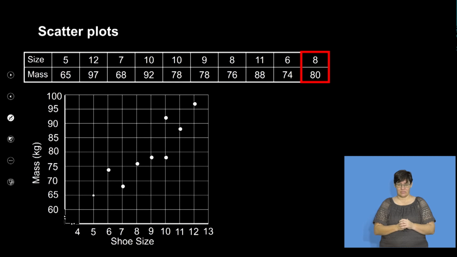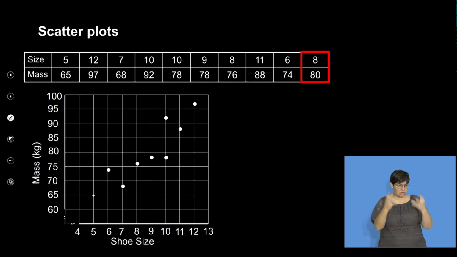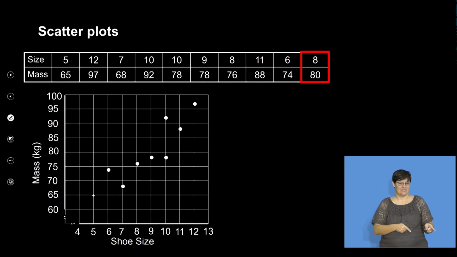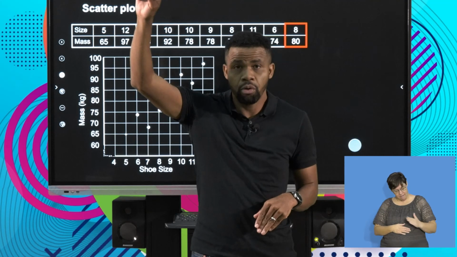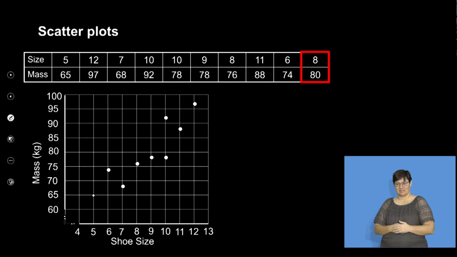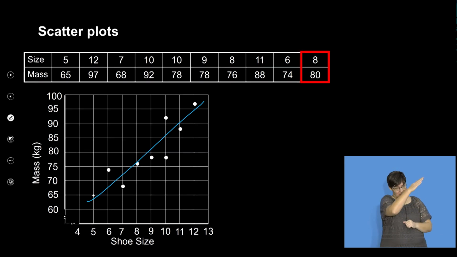If you look at our scatter plot, what can you conclude about the correlation? Is this a negative correlation? Definitely not a negative correlation. I cannot say there's a negative correlation, because I can draw a straight line with a positive gradient. A negative correlation is when I draw a straight line with a negative gradient, or slope.